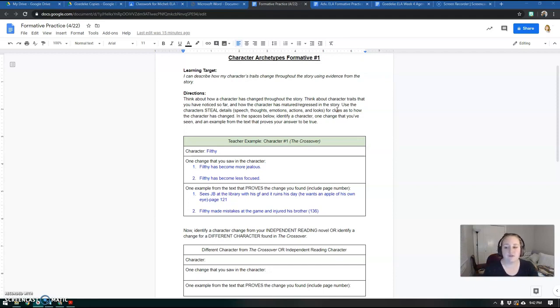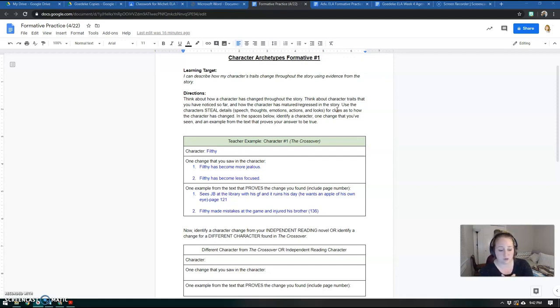Use those character STEAL details. Remember, STEAL stands for speech, thoughts, emotions, actions, and looks. Those are good hints for looking at character traits. Use those as clues as to how the character has changed. In these spaces below, you're going to identify a character, identify a change that you've seen, and give an example from the text. We always want to give examples from the text because if we don't, there's no credibility to our argument, and it's good practice.